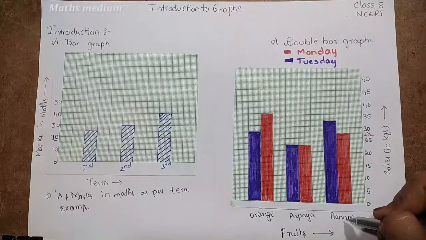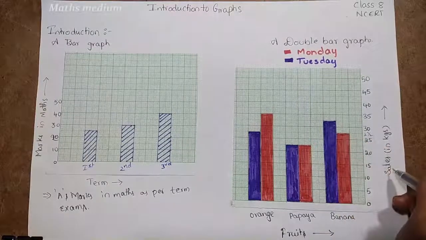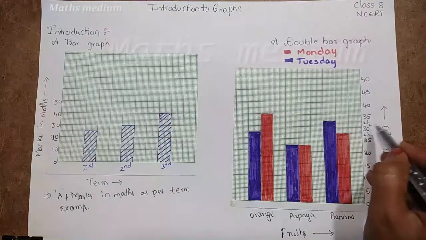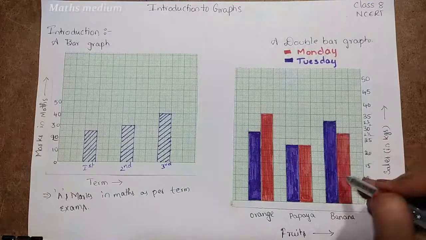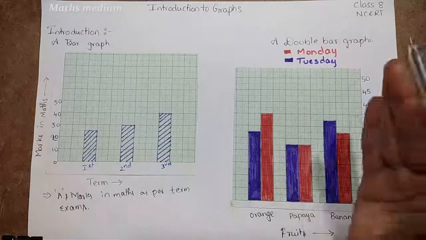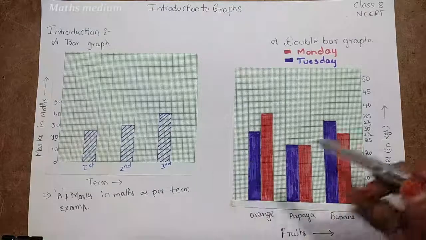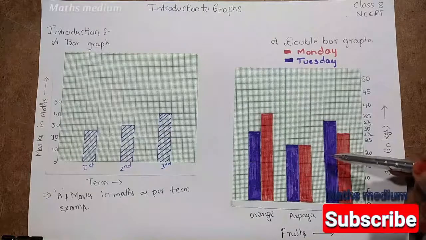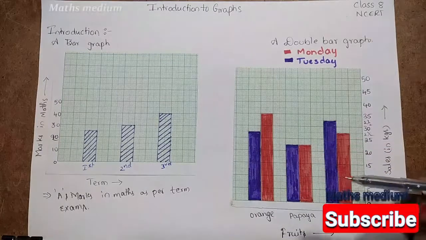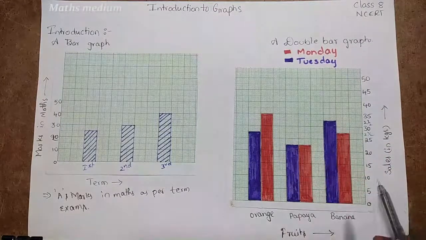That fruit is banana. Similarly, on Tuesday, how many kgs of bananas were sold? 30 plus 2.5. Here also half, 2.5. So 32.5 kgs sold on Tuesday. Similarly, papaya also, and orange also. From this double bar graph, we can form a tabular form, and if any questions are asked about this double bar graph, we can answer easily through this visualization. By using this, we can answer any questions, right?